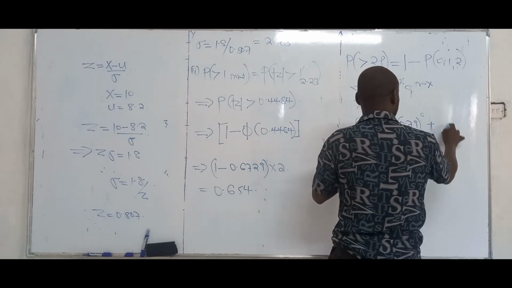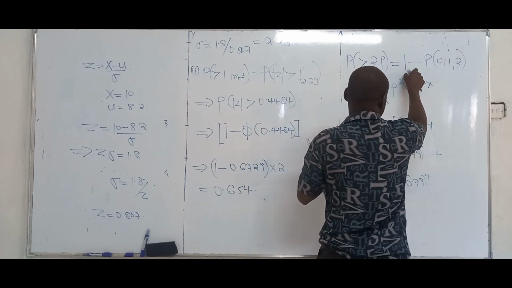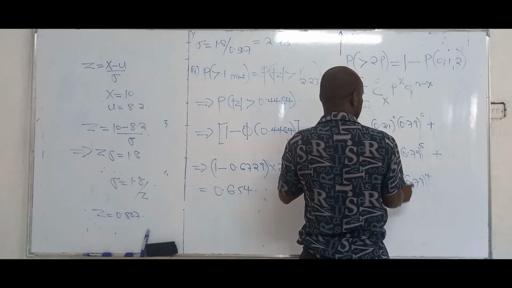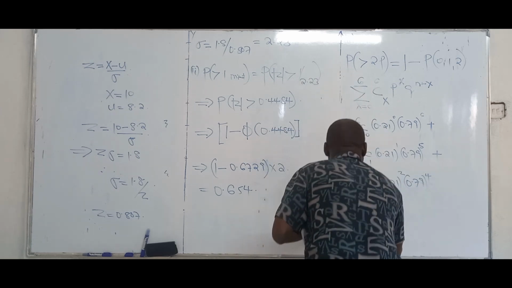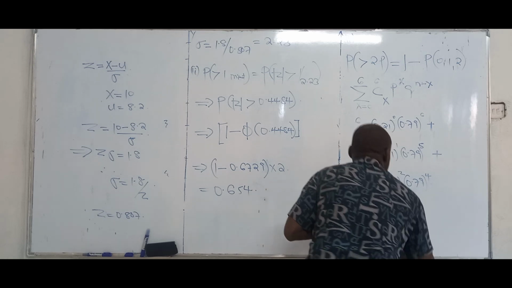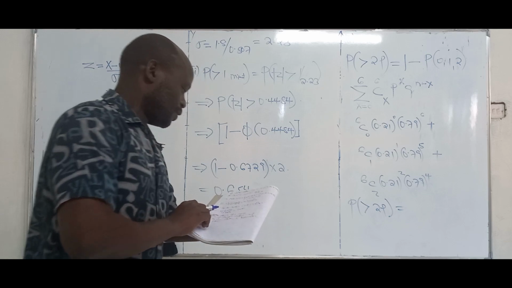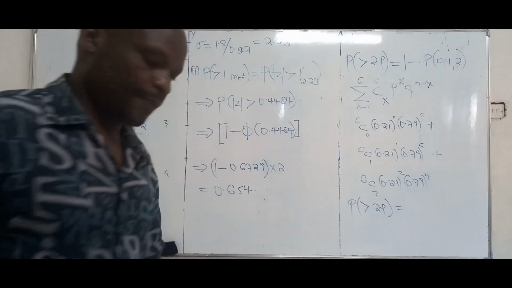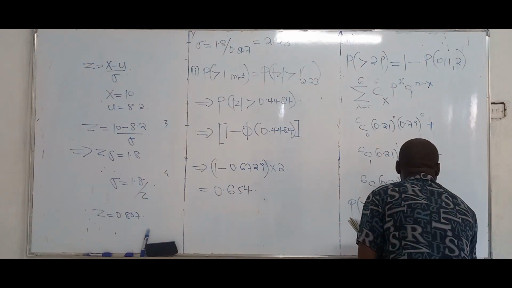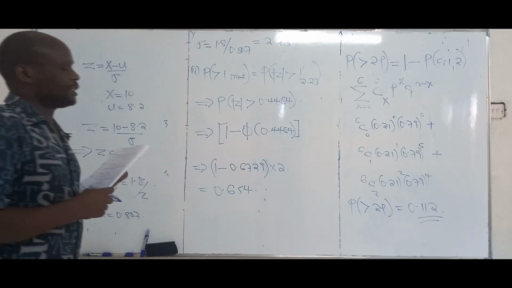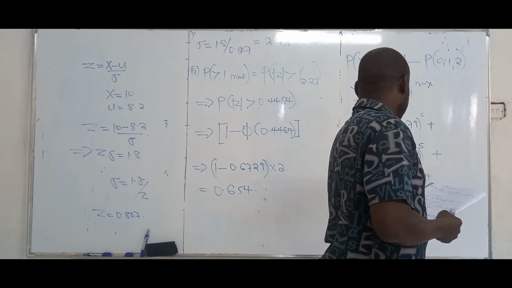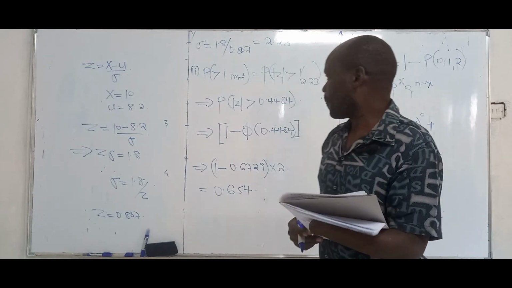By adding these probabilities and subtracting from 1, you should be able to get this probability. If you work this out and get the values, you should find that the corresponding probability of interest is 0.112. That's the probability, and so it is the answer to part 3 of the question.